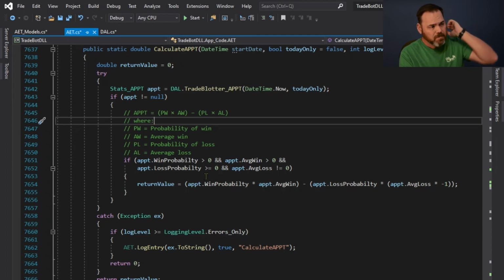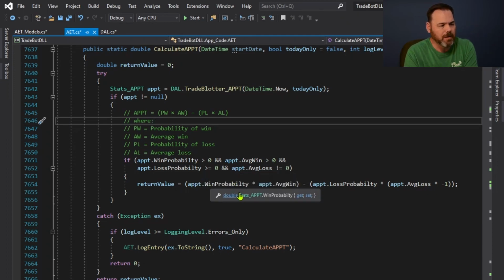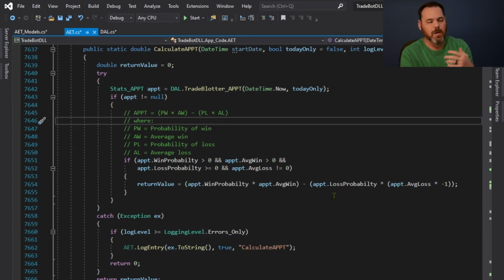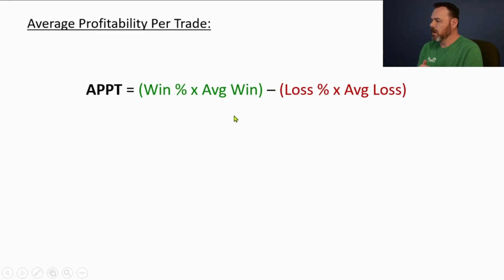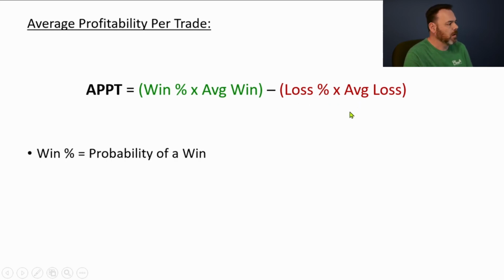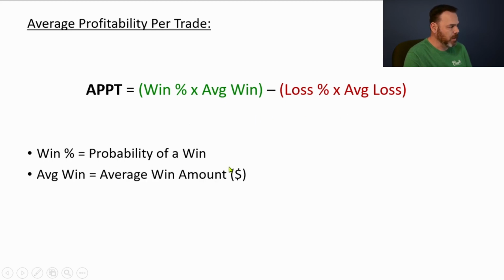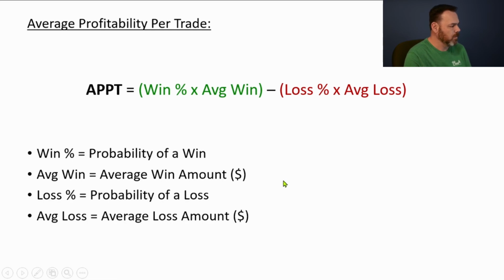But you can tell you got your win probability times your average win. That gives you one number. And then you got a loss, okay, on the loss side. And what I'll do is I'm gonna pull up PowerPoint and show this to you real quick. Basically, here's the formula right here, okay? So you want your winning percentage and you're gonna times it by your average win, and you're going to subtract your loss percentage times average loss, okay? Your win percentage is probability of a win, average win amount. Go through these real quick.